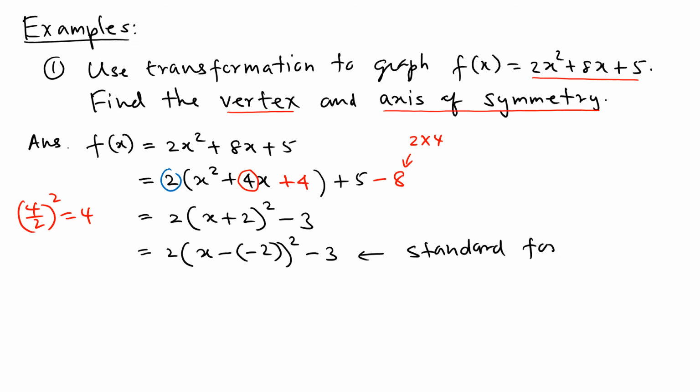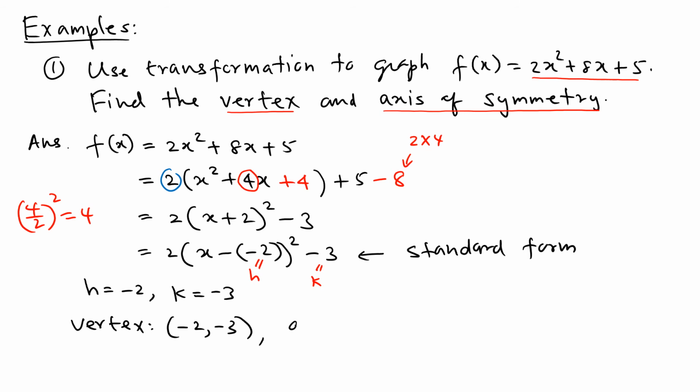So you can see that in this case, that's the h and that is k. So h equals -2, k equals -3. That means since you know h and k, we can find the vertex and the axis of symmetry. So the vertex equals (-2, -3), and the axis of symmetry is x equals the h value, which is -2. Okay, so we know that.